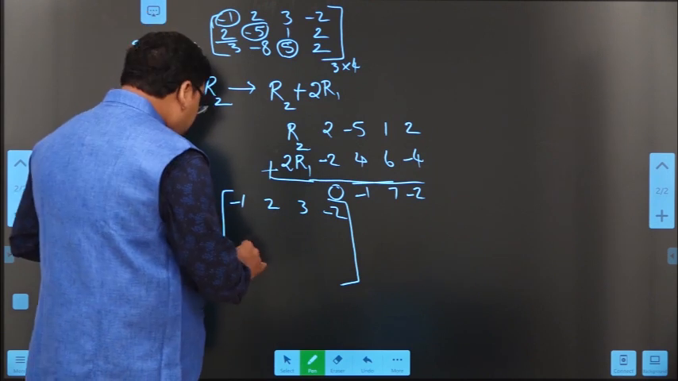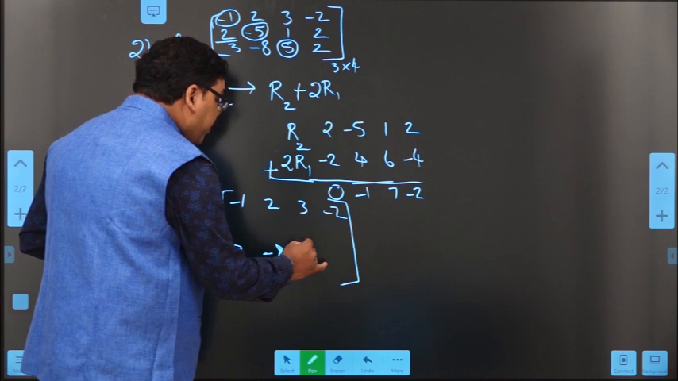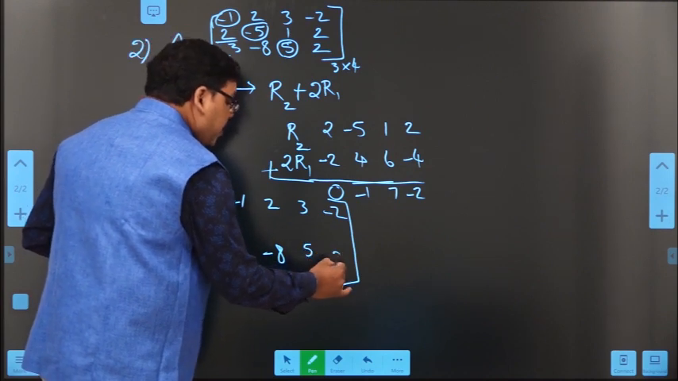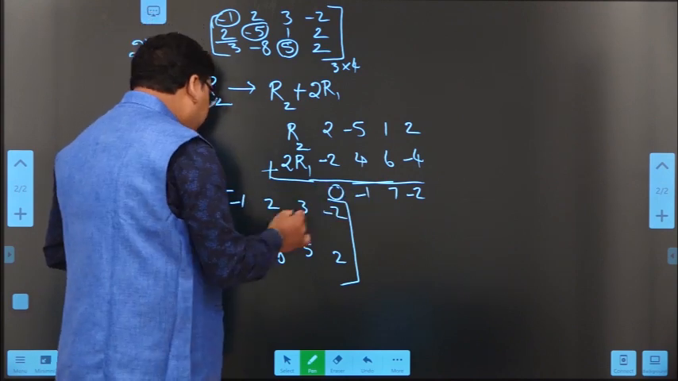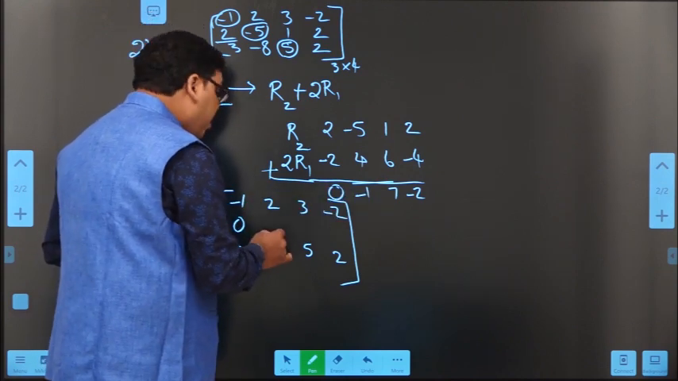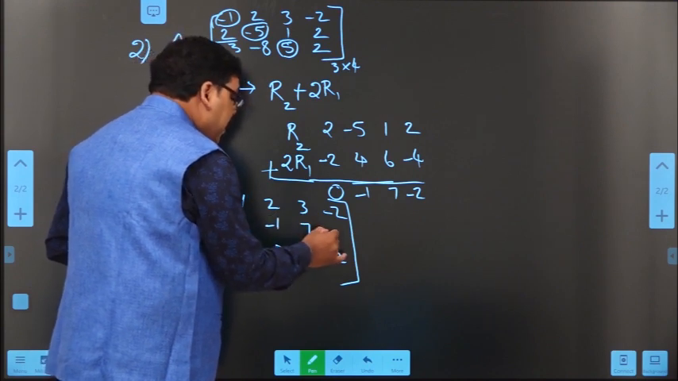And R3 also won't change, 3, minus 8, 5, 2. So where the change is, we are changing the second row. The second row becomes 0, minus 1, 7, minus 2.